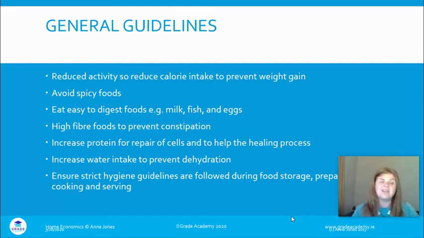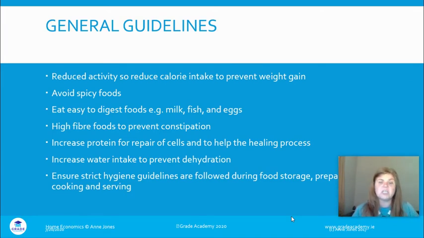Often protein foods are really easy to digest. If you think of things like eggs, scrambled eggs, poached fish, milk, they're all nutritious, providing protein, providing calcium with the milk, and yogurts even. But again, they're easy to digest, particularly if you're recovering from surgery. Increased protein for repair of cells and to help the healing process. And again, we will look at eggs later on in the next section, and you will see how much protein they provide. So you can see why maybe those easy to digest foods are given to people who are convalescing.